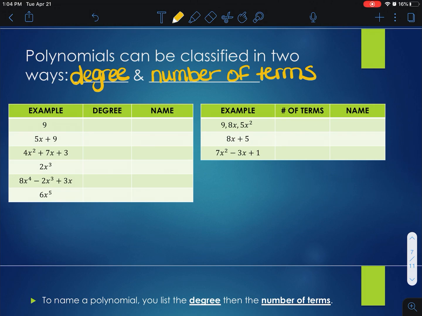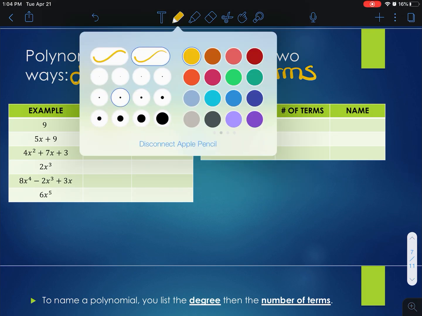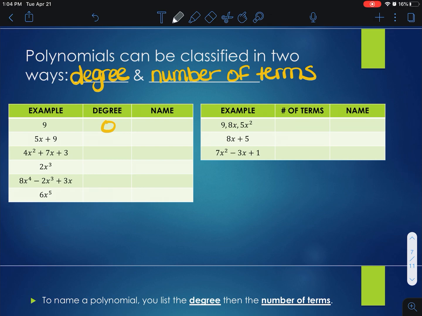Okay, so the first example is 9. It's a constant, so the degree is 0. And the name for when the degree is 0 is just called a, let me change my color here, constant. On the second example, 5x plus 9, the degree of this one is 1.